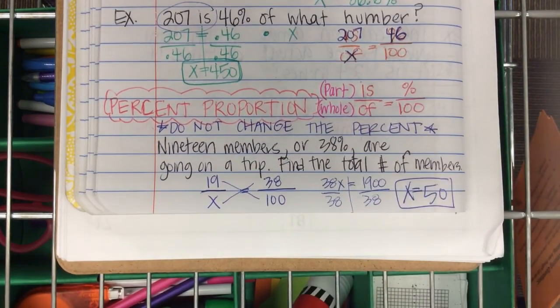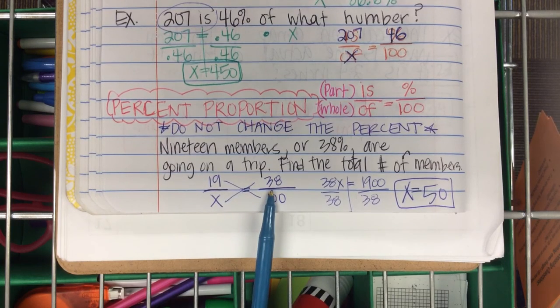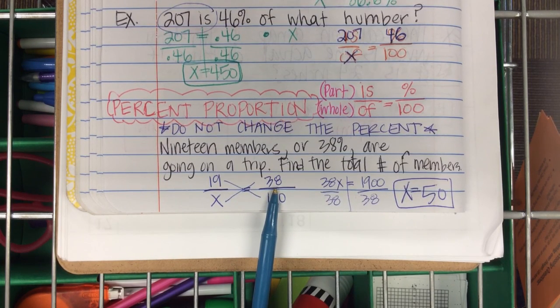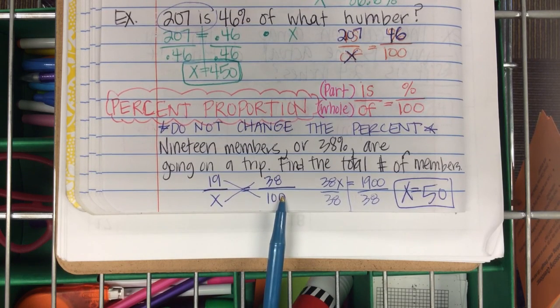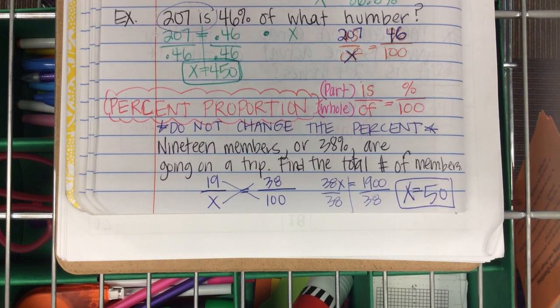Could you have solved this by common sense? Yeah. 19 times 2 is 38. So what times 2 is 100? 50. Oh my goodness, we could have gone the very easy way.